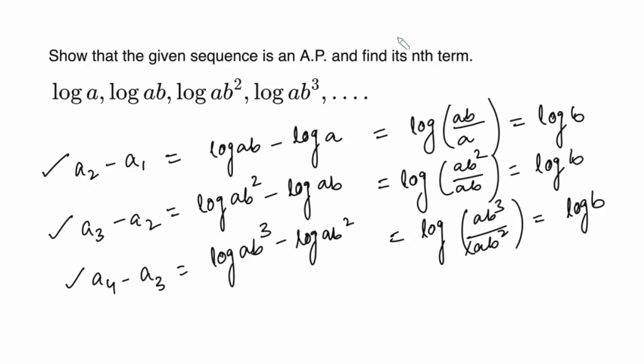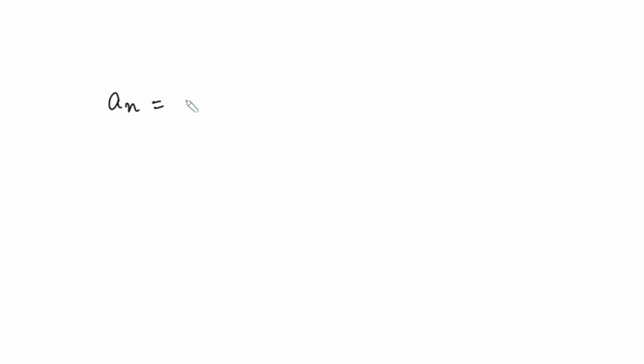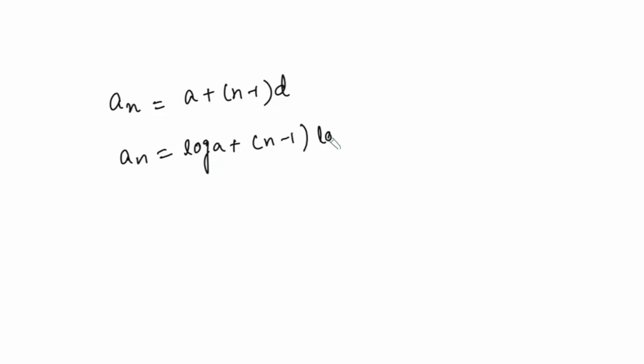Now we need to find the nth term of this sequence. The formula for the nth term of the sequence is given as a plus n minus 1 d. Here a is equal to log A, and d is equal to log B. And the second term here can be simplified by using the formula m log n is the same as log n raised to the power m.